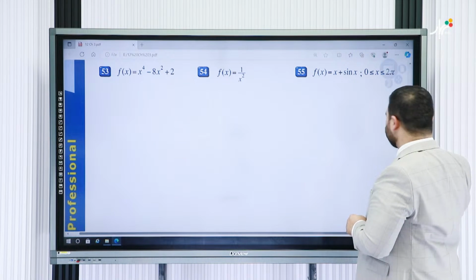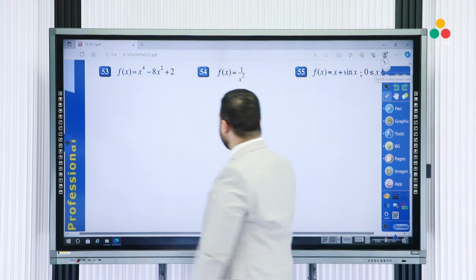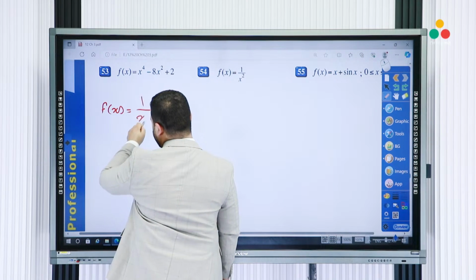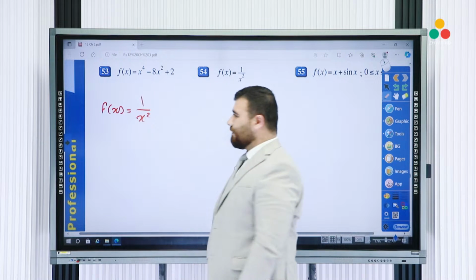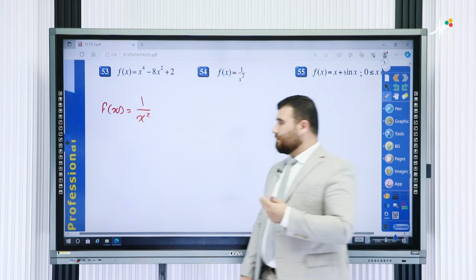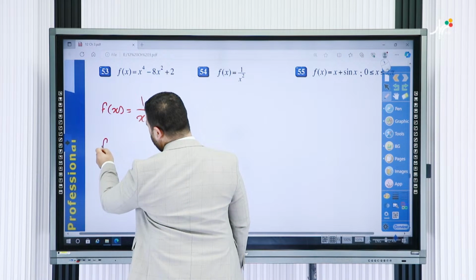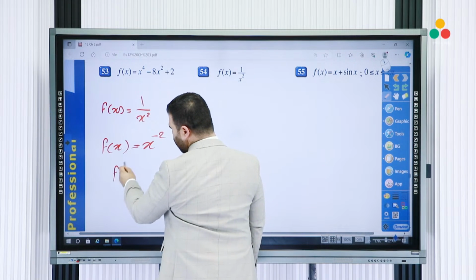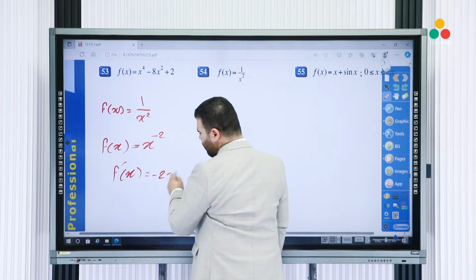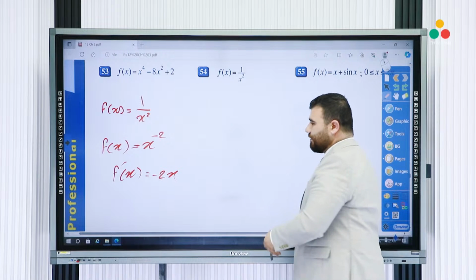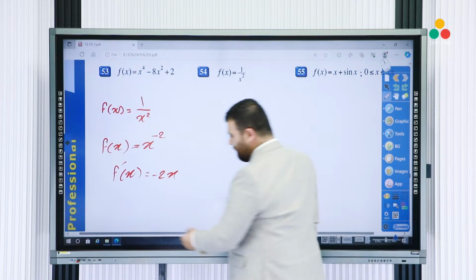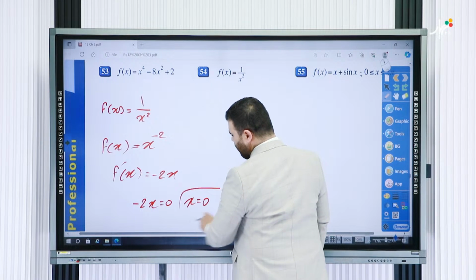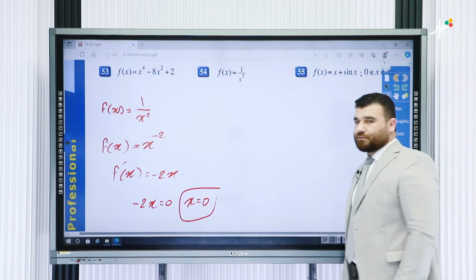Question 54. 1 over x power 2. Again, we need to find where the tangent is horizontal. Let's find the derivative first. Let's rewrite first x negative 2. Derivative: negative 2x. Now, derivative equal to 0 is where tangent is horizontal. Negative 2x equal to 0. X equal to 0. At x equal to 0, the tangent is horizontal.